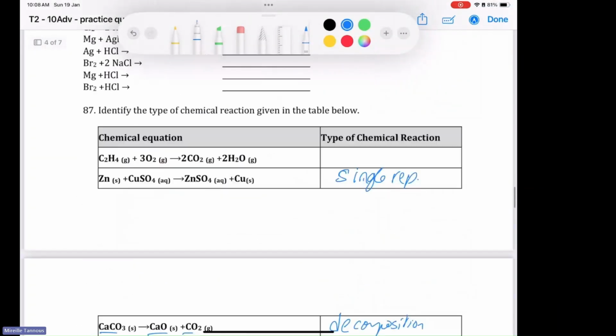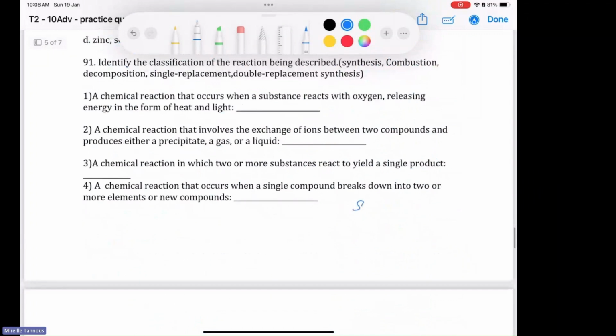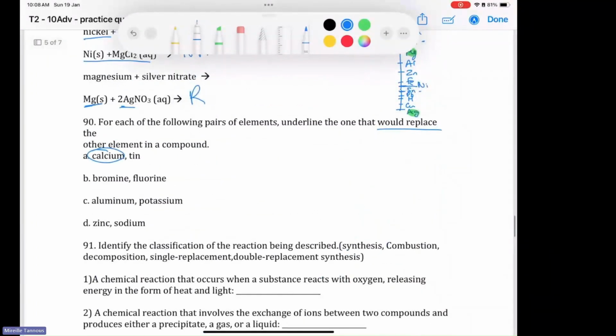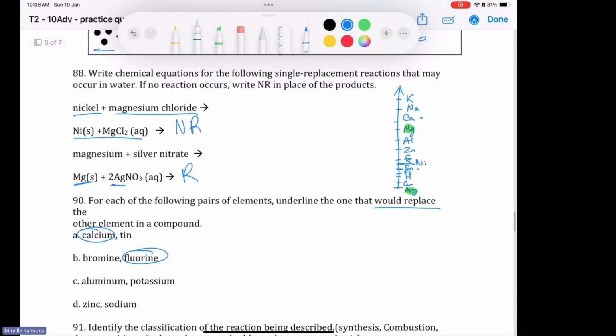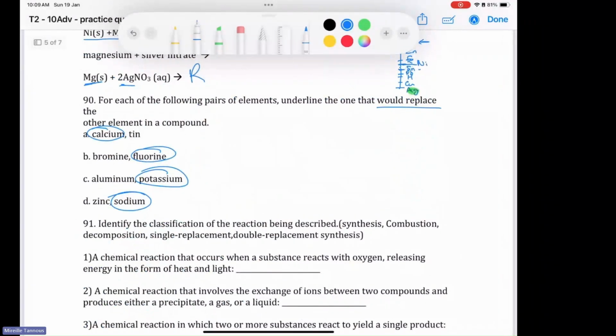Oh, that table got erased. So I take the one that is higher, and F is higher than bromine. Aluminium and potassium. Potassium will replace aluminium. Zinc and sodium. Sodium will replace zinc. Am I confusing you, or is it okay? Is it clear?